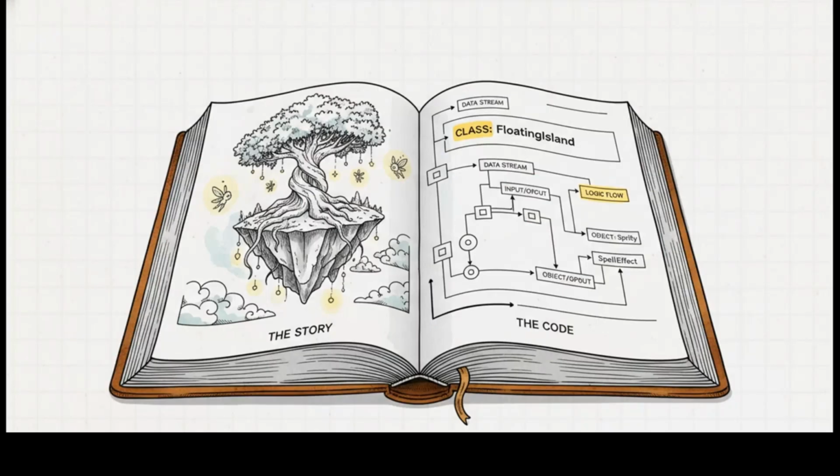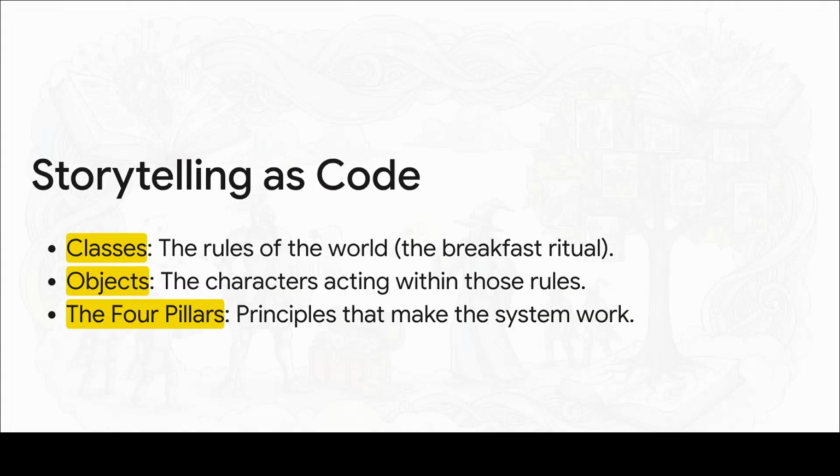So when you pull it all together, you start to see something pretty amazing. The structure that makes a really good story, a world with consistent rules, isn't so different from the structure that makes really good code. It all just clicks into place, right? The class, well, that's the set of rules for the world. In this case, the breakfast ritual. The objects are the characters, the people who have to operate within those rules. And those 4 pillars we just went through, those are the deep principles that make the whole system, whether it's magic or software, actually work.